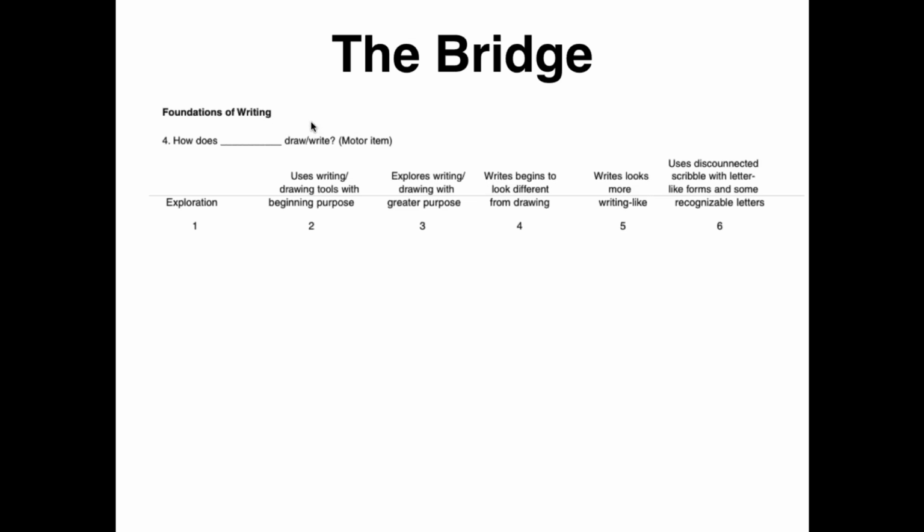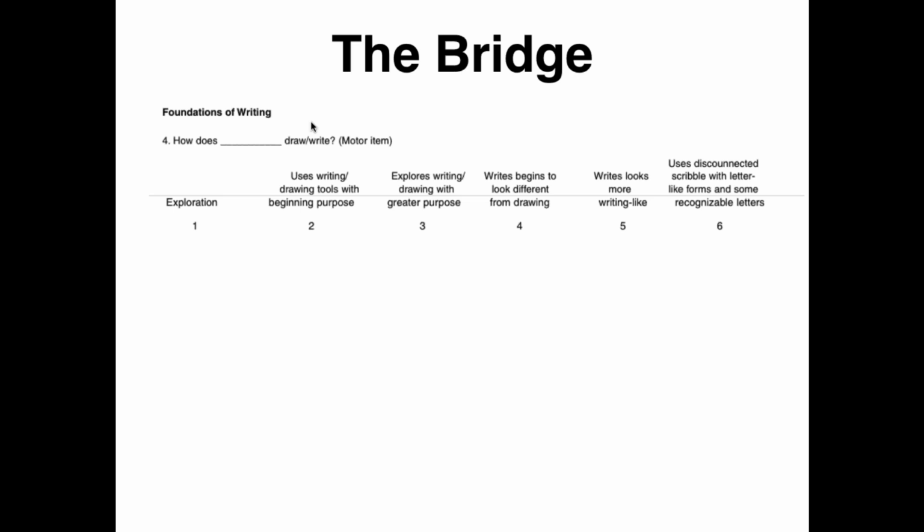So the first scale asks, how does the student currently draw or write? Are they exploring writing tools? Are they now beginning to explore tools with beginning purpose? So for example, if I pick up a crayon and I eat it, then I'm exploring the tool. I'm exploring it because I know it exists. But if I'm actually trying to use it the way it's intended to be used, then I understand the drawing tool's specific purpose. And so if I start to make a mark on the page, we're seeing beginning purpose.